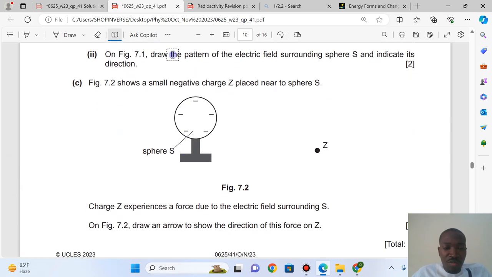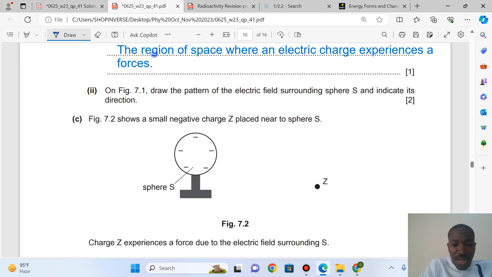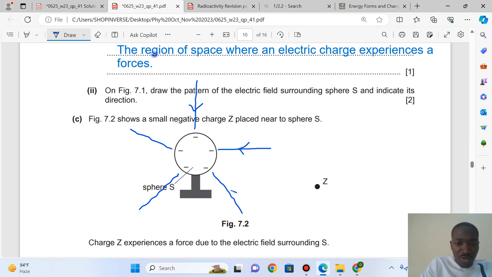On figure 7.1, draw the pattern of electric field surrounding the sphere S. Indicate its direction. Lines of force radiate outward from a positive charge, but for a negative charge, lines of force radiate inwards. So you just put arrows pointing inwards to show that lines of force radiate inwards on a negative charge. That's it.